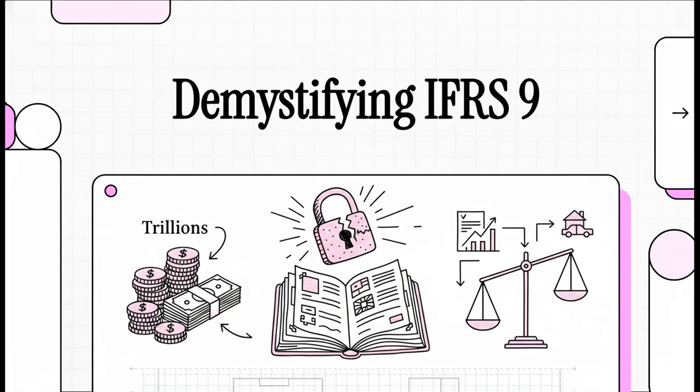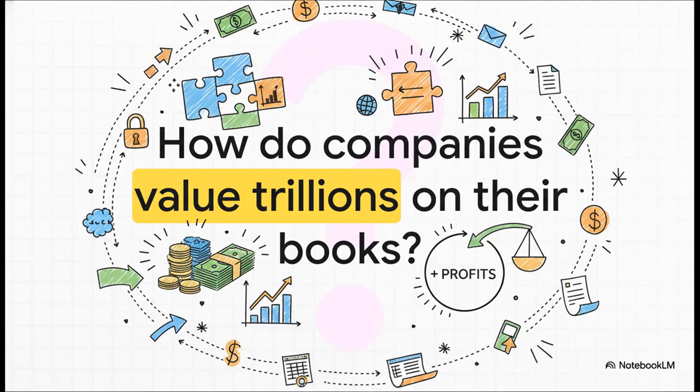So every public company out there, they've got to tell a story about their financial health. But have you ever wondered how they actually value the trillions of dollars in assets they hold? Well, the answer lies in this rule book called IFRS 9, and today we're going to pull back the curtain and demystify it. I mean, just think about it for a second.